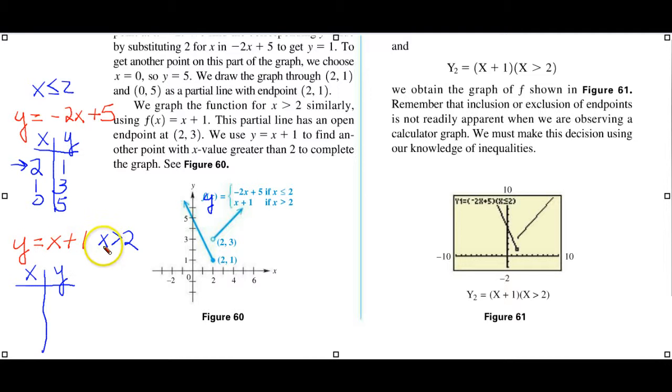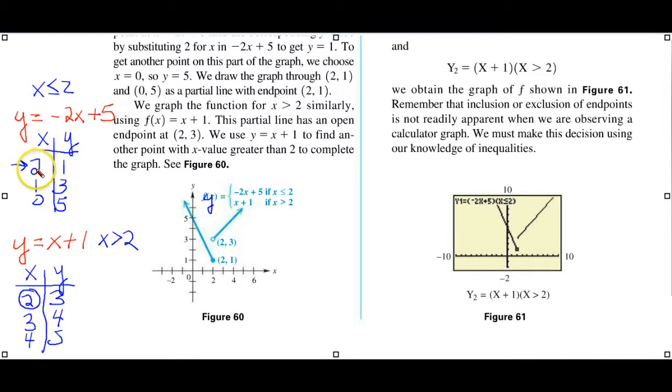Now in this one, we say x is greater than 2. So 2 is not really in the set. So I'm going to put a circle on our graph where this 2 is, because it's not included in the set. And then it's greater, so we can use 3 and 4. So if x is 2, 2 plus 1 is 3. If x is 3, this is a 4, and this is a 5. Now we're going to go over and put it on our graph.